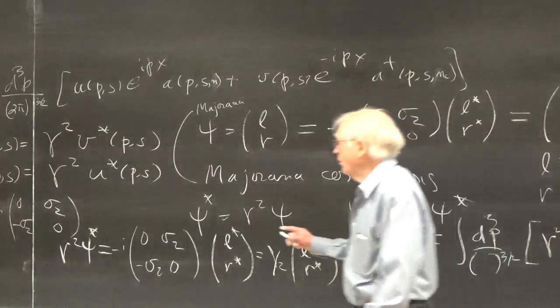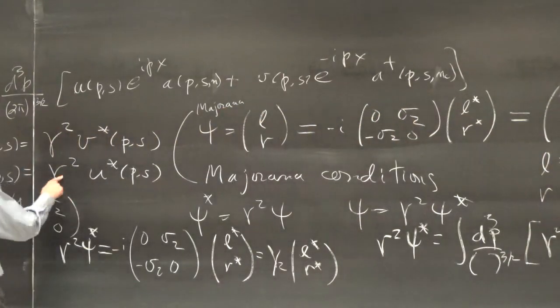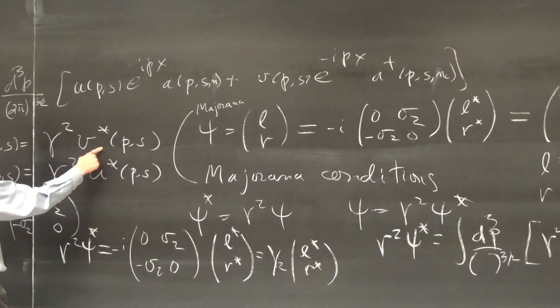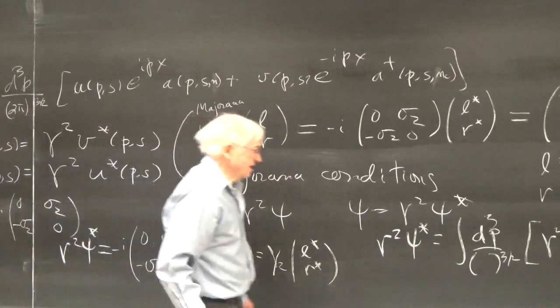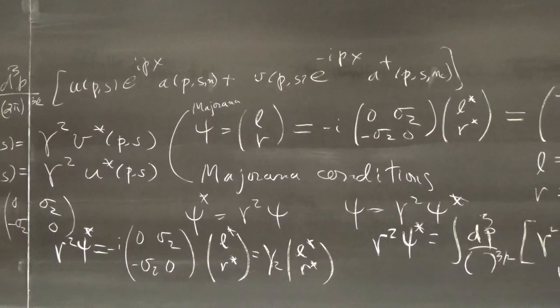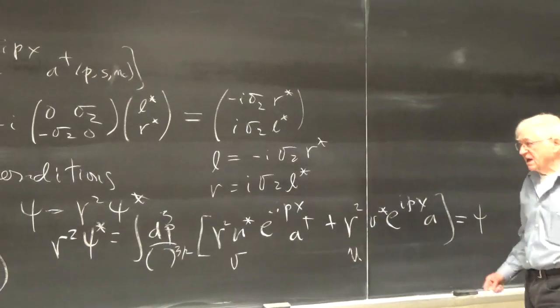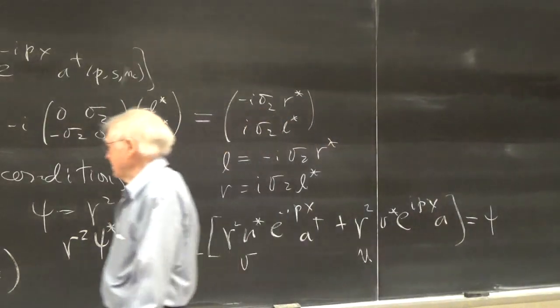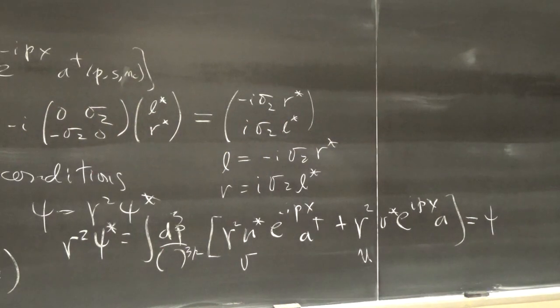But now, all the spinors satisfy these relations. γ² u* is v and γ² v* is u. So this is v and this is u. And so now we see that this is just the same field ψ. Okay. And so for a Majorana field we have γ² ψ* is ψ, and consequently ψ* is γ² ψ.